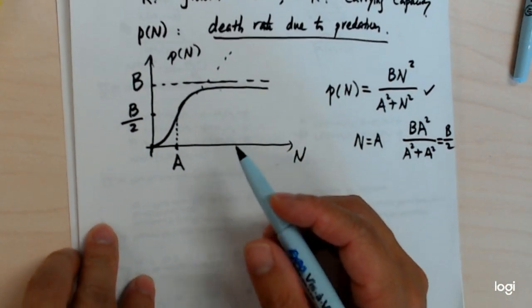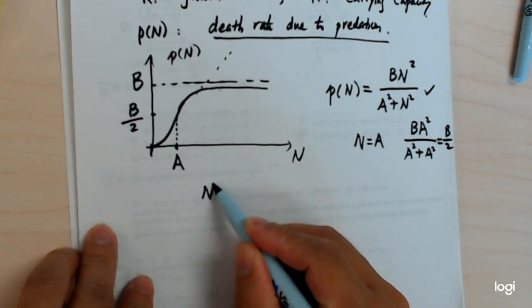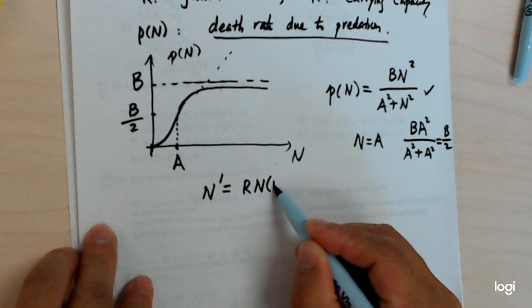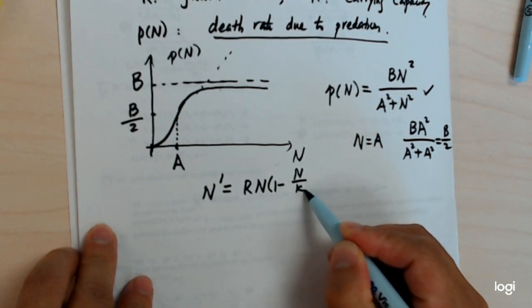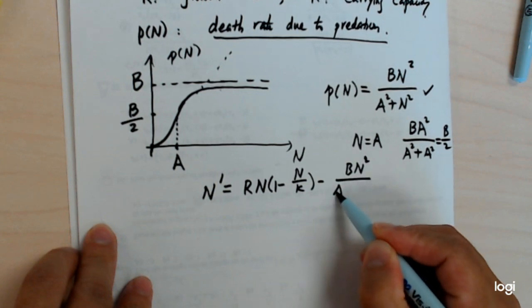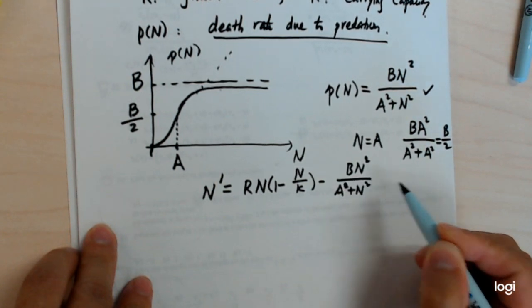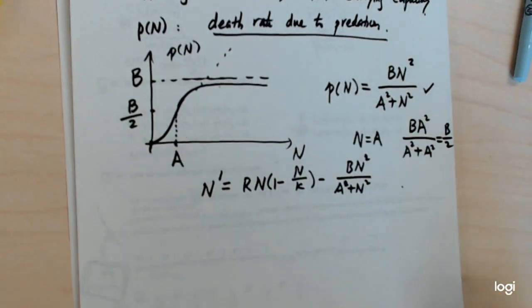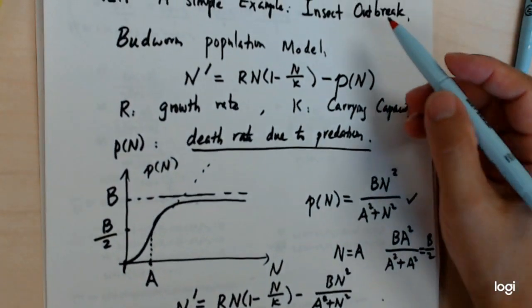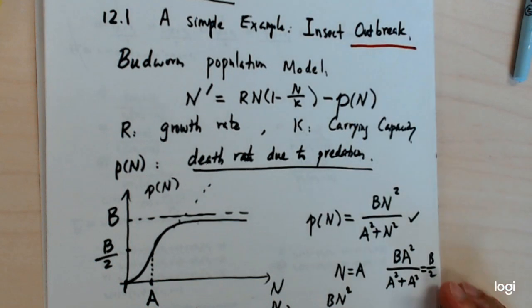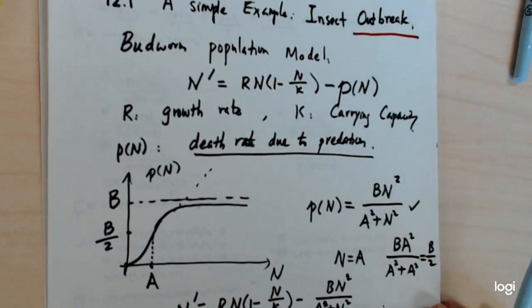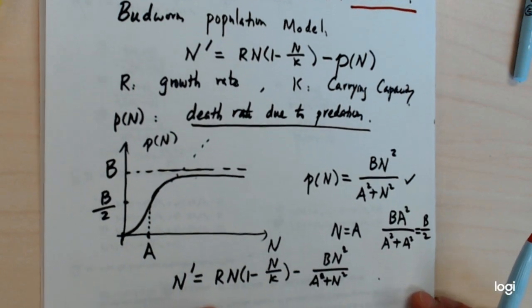So put them together. Here is how the population of budworm looks. The question is why there is this outbreak. Why is there this outbreak every once in a while? What makes the insect outbreak?